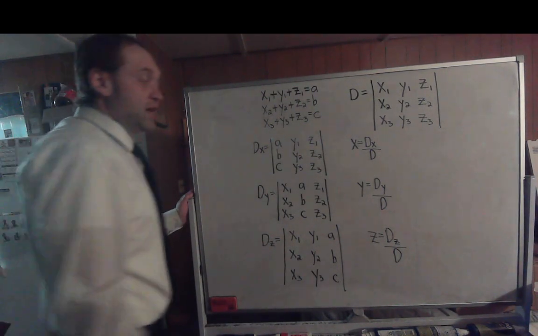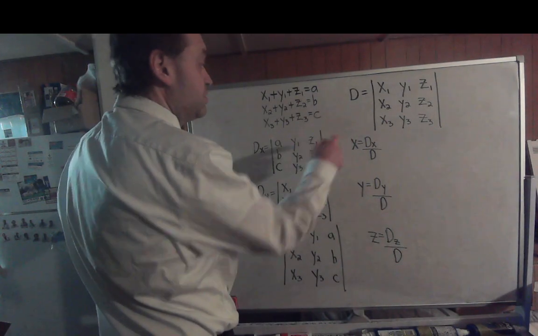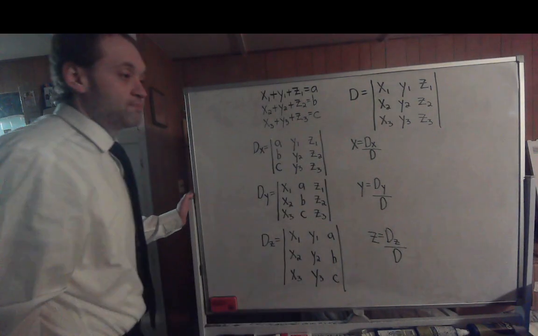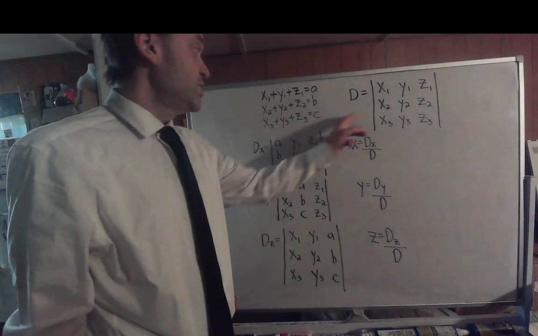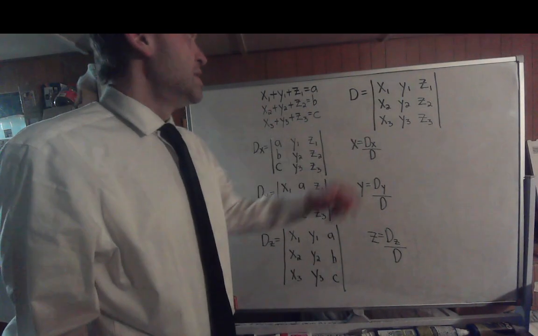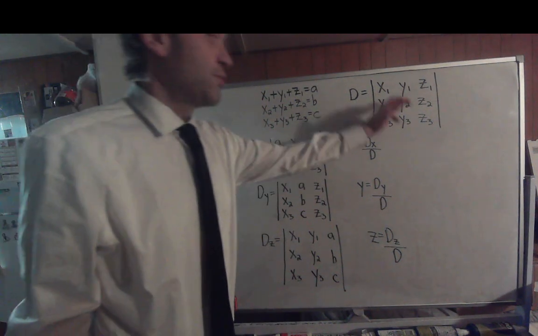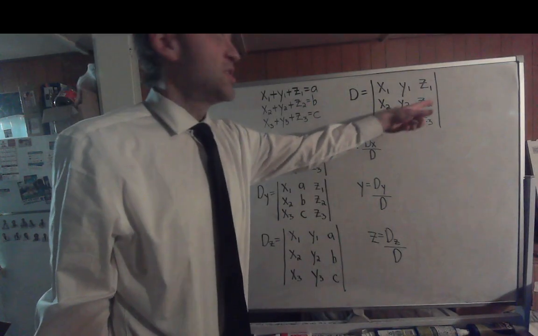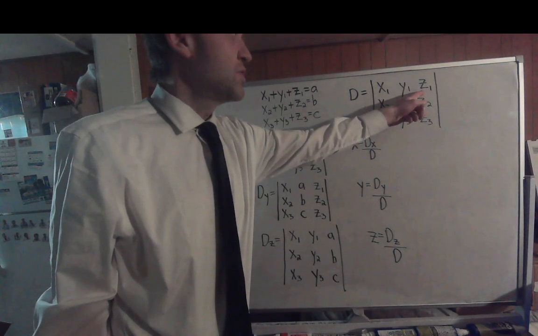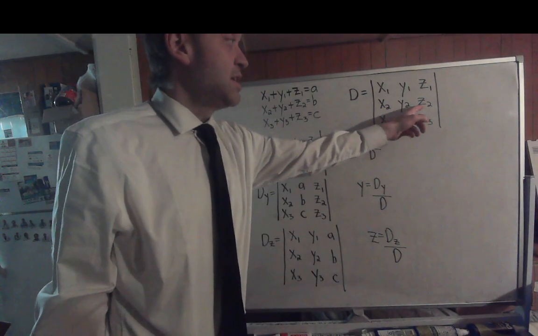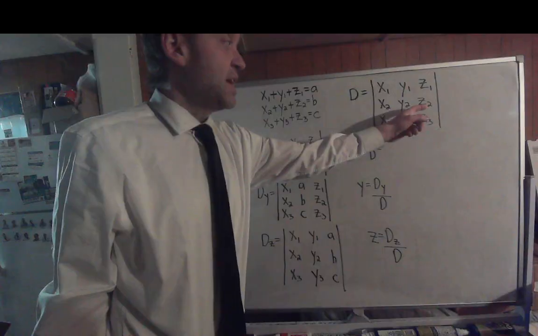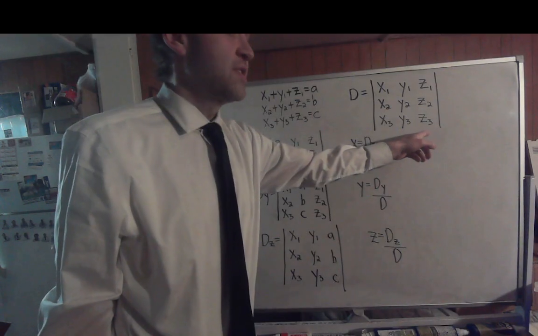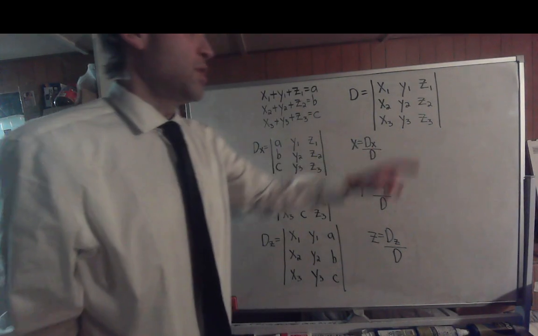Of course, what you've got to do, like for a 2 by 2, is get your D determinant, which is simply the determinant of the coefficients on your variables. So you have three equations, you'll have three rows. You'll take your x, y, and z coefficients of the first equation for your first row, x, y, and z coefficients for the second equation for your second row, and then your x, y, and z coefficients for the third equation for the third row.